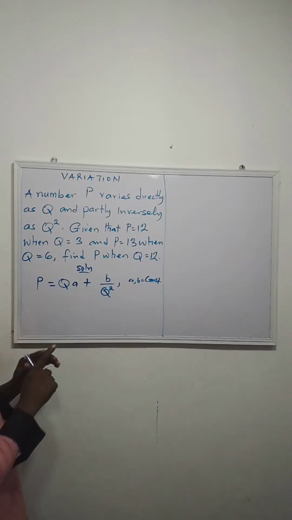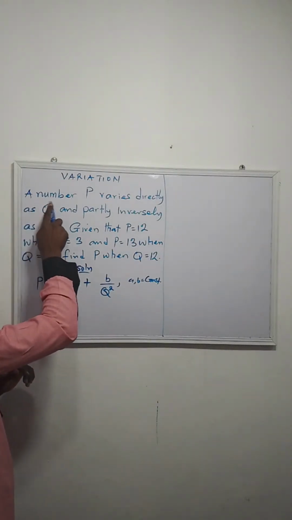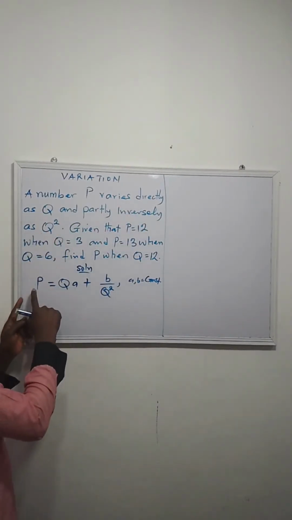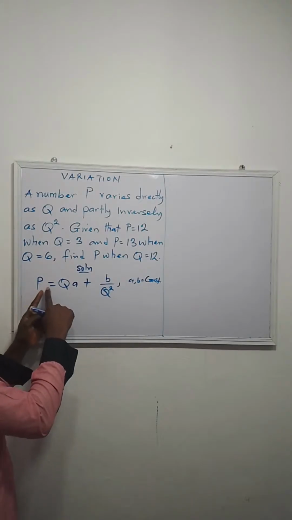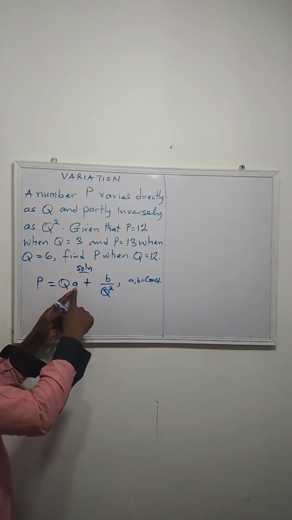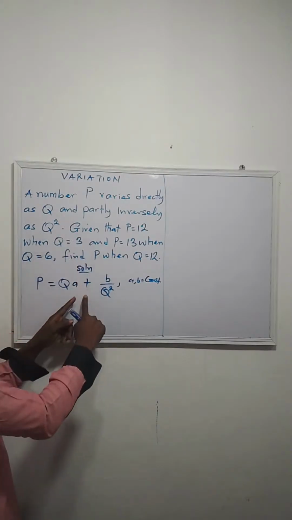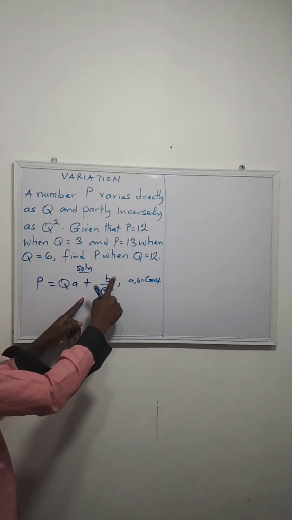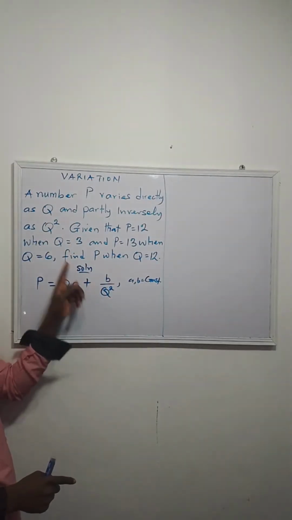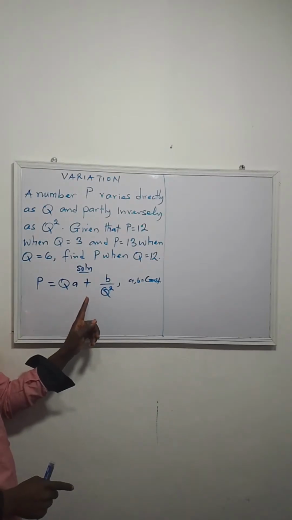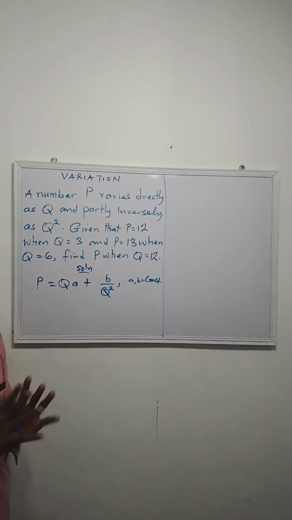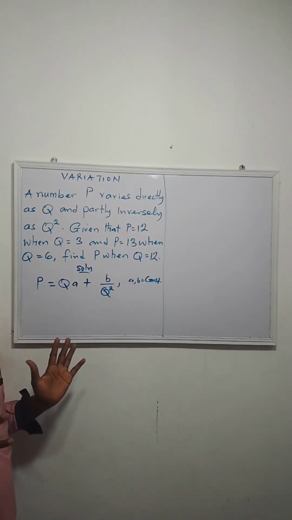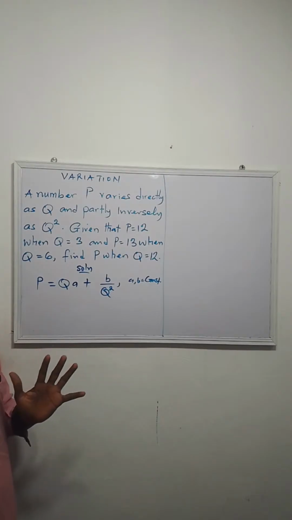Now let's go through the question once again. A number P varies directly as Q, that is P equals a times Q, so introduce the proportionality constant, and partly inversely as Q squared. Q inversely, so reciprocal of Q squared. So that's what we have there. Now the next thing is to get the two equations that will be solved simultaneously, so that we get the constants a and b.